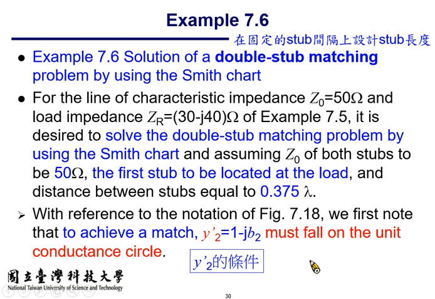Again, the background is the same. You have a 50 ohm transmission line system. The load impedance is 30 minus 40j. And here are two fixed conditions for the general two stub design. For double stub matching design, you have more degrees of freedom in choosing the configuration of your transmission line system.